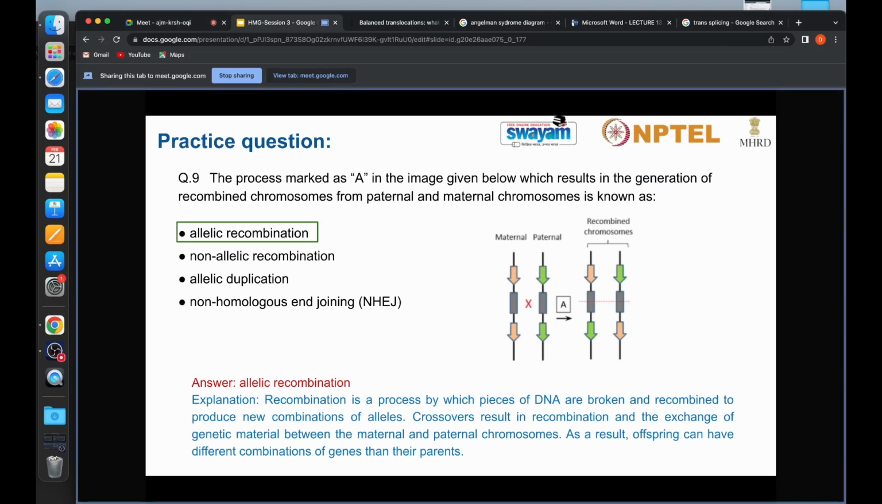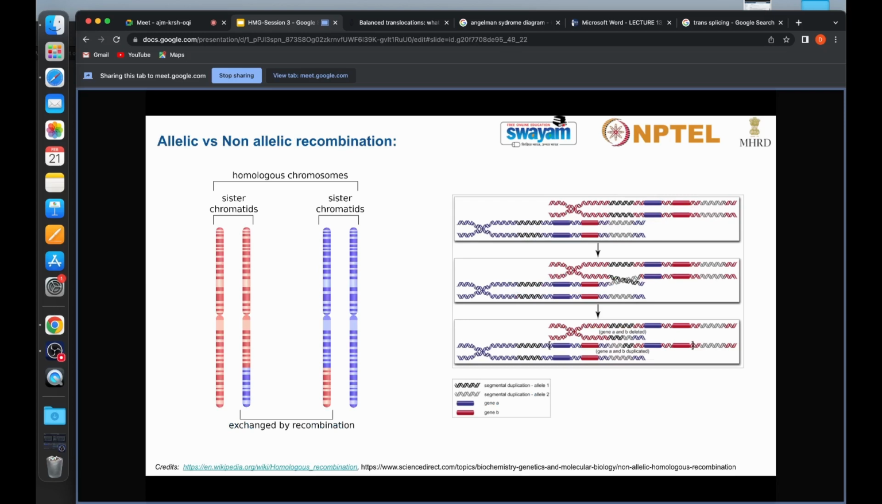And then I have given you the example where I talked about the difference between allelic and non-allelic recombinations and the consequences of non-allelic recombinations. Allelic recombination is when alleles are involved and exchanged for one another. Those are the alleles for a single gene that are being exchanged. So that is known as allelic recombination.